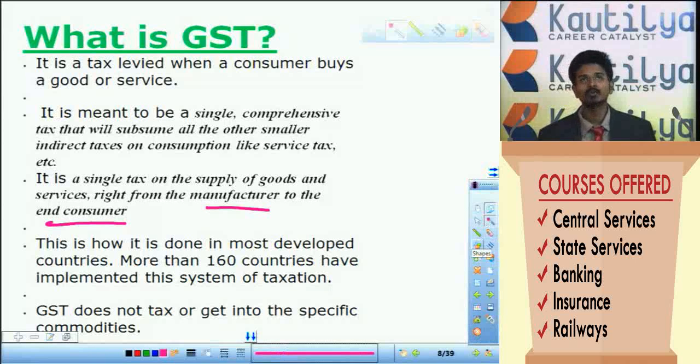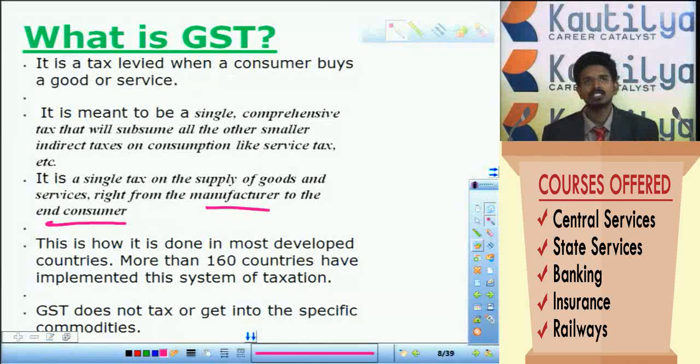GST will try to minimize this cascading effect because it is a single tax right from the manufacturer to the consumer, right from when the good or service was produced in the factory or the manufacturing unit till the time it reaches the consumer. There is only one kind of indirect tax levied on the product. That is why GST is going to be a game changer in the Indian economy. GST is not something that is novel only to India. This has already been implemented in most of the developed countries. Till now almost 160 countries across the globe have already implemented this system of taxation.